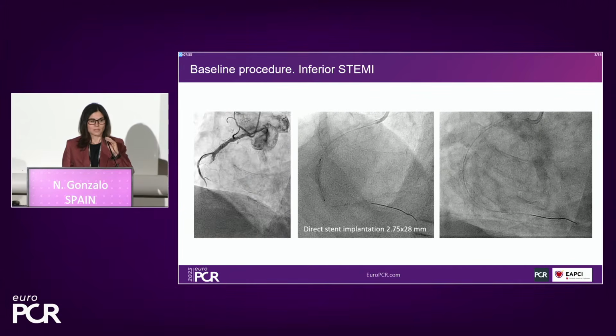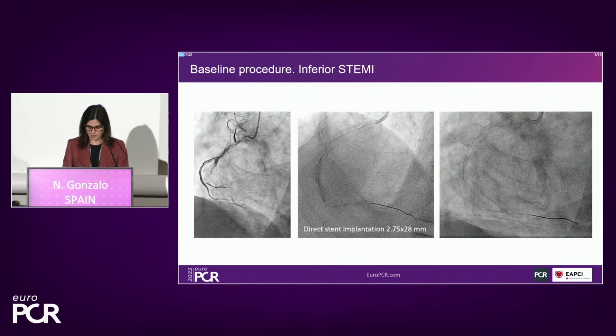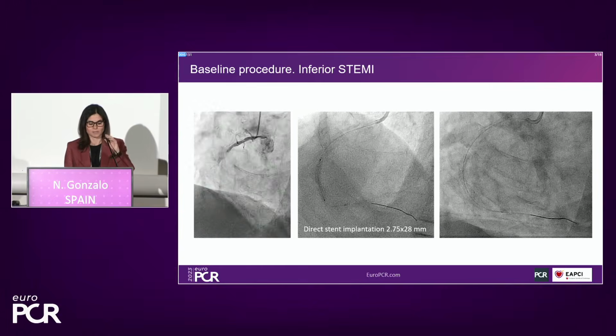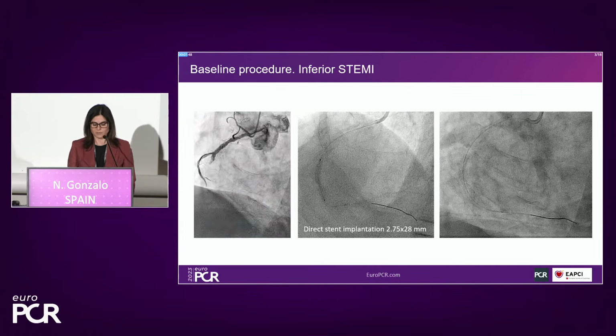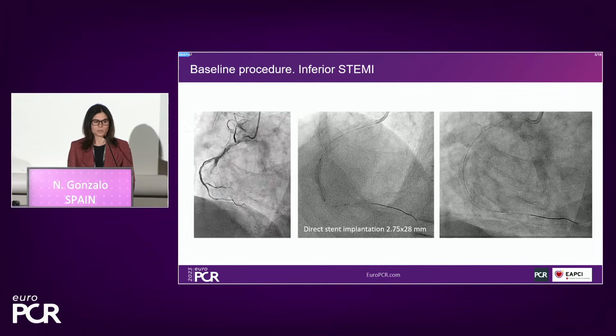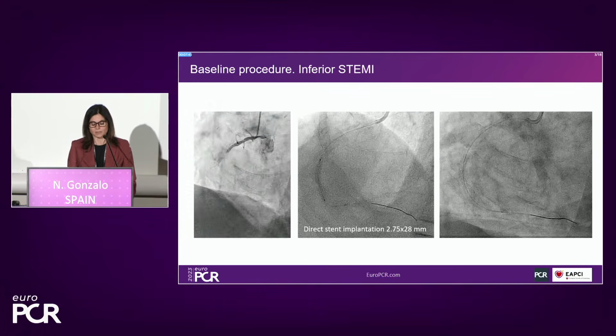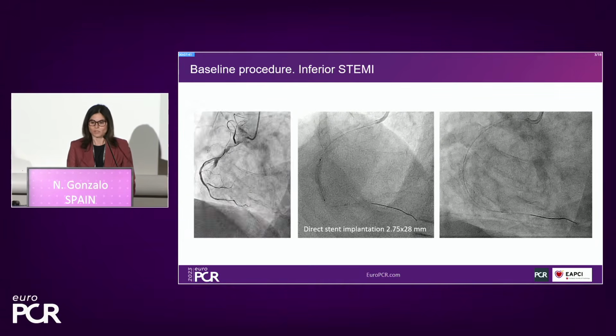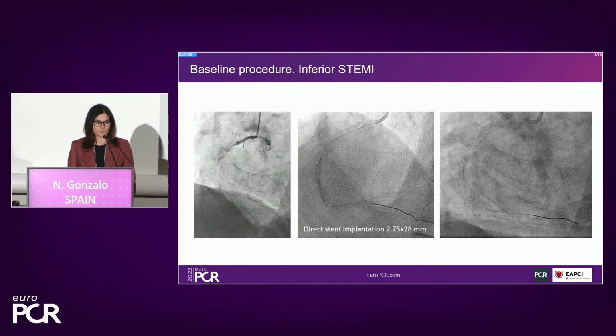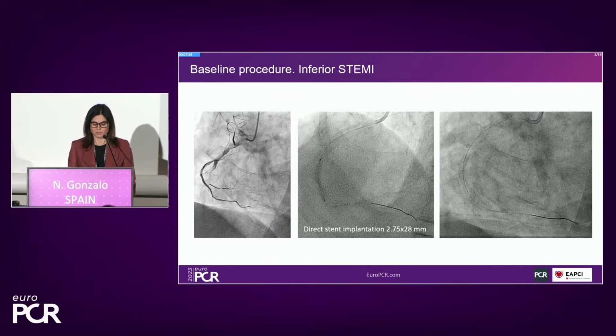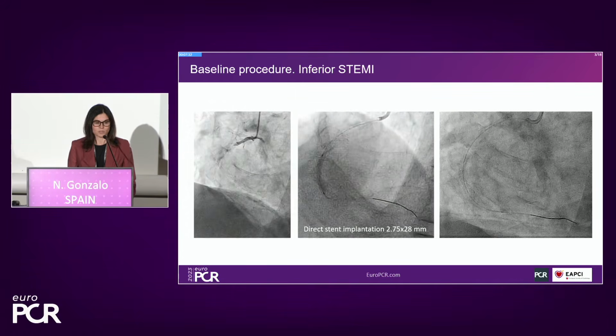So let's start with the patient. This is a patient that came to our hospital with an inferior STEMI. You can see there the occluded right coronary artery. As usual, they crossed with a wire, used a small balloon to recover flow, and after that decided to do a stent implantation with a 2.75 by 28 millimeter stent, and immediately you can see the problem.